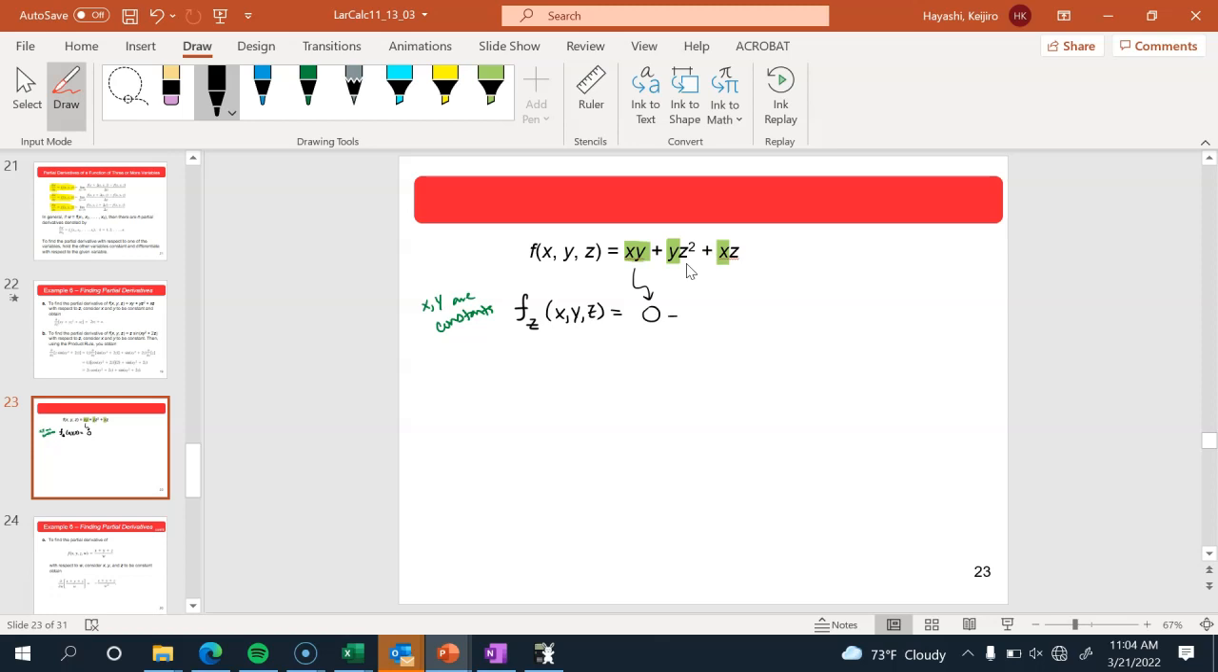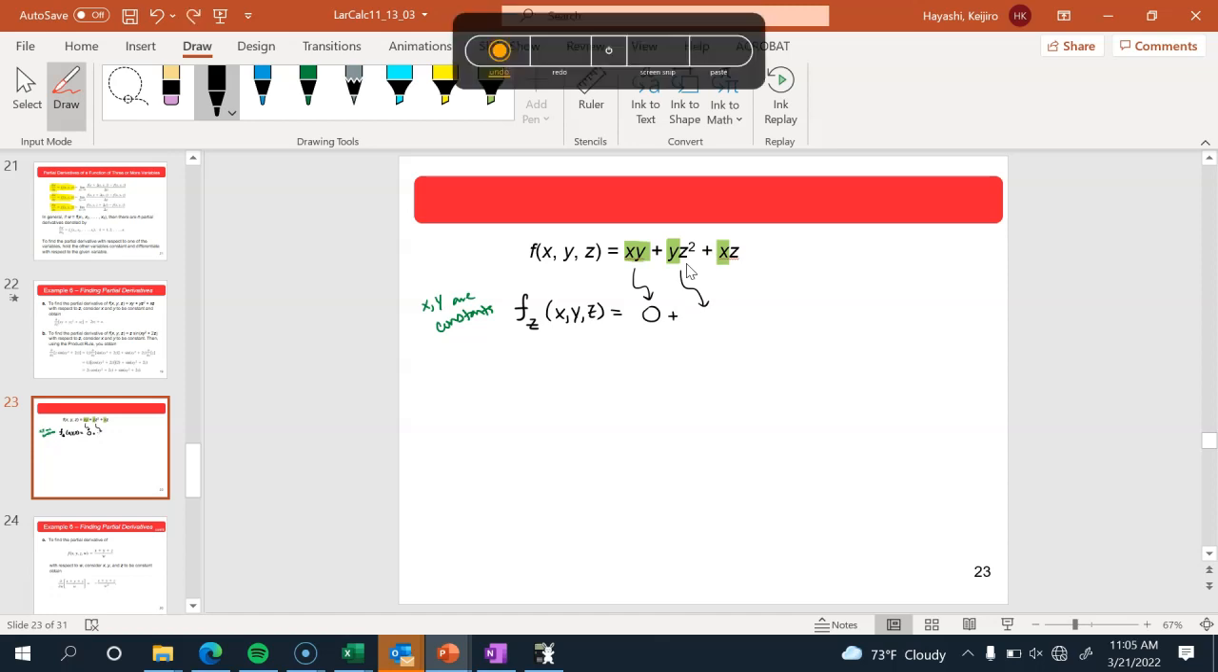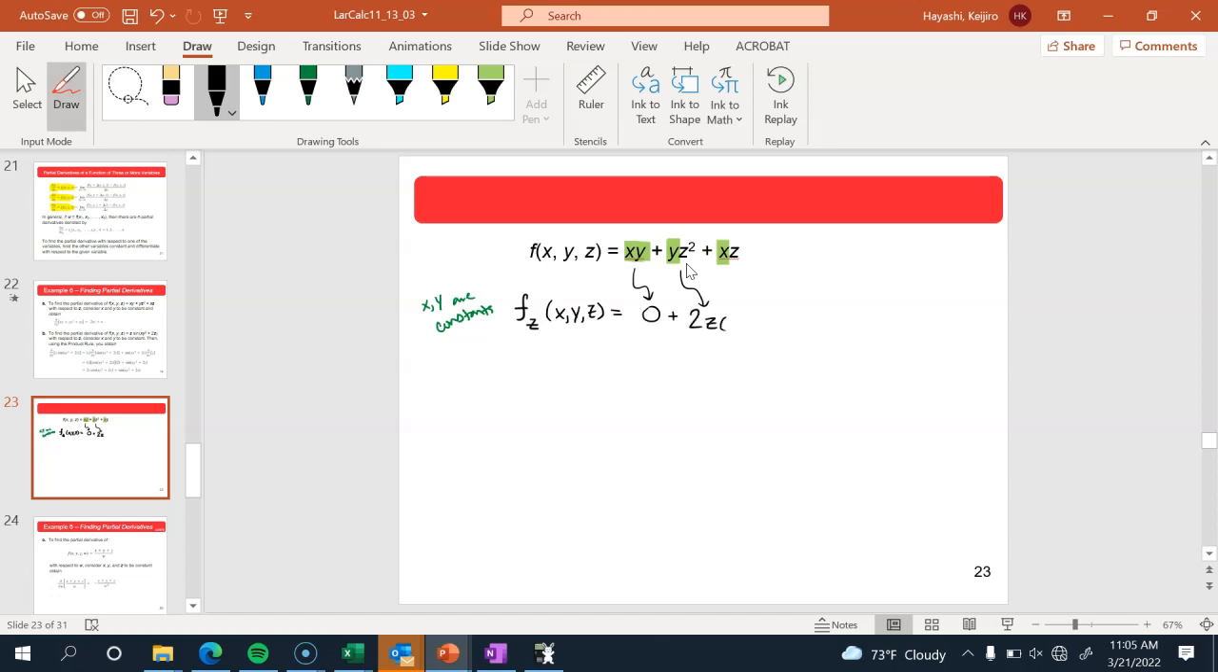Y is a constant. That means that it just stays as a constant multiple, but the derivative of, yeah, I'll have to rewrite this. Okay, which means we only consider the z squared, and we only derive the z squared, which means that we get 2z times that y from before. And last, the derivative of z is 1 times that constant multiple of x, so that's just x. So in a nicer way, the partial derivative with respect to z should be 2yz plus x.